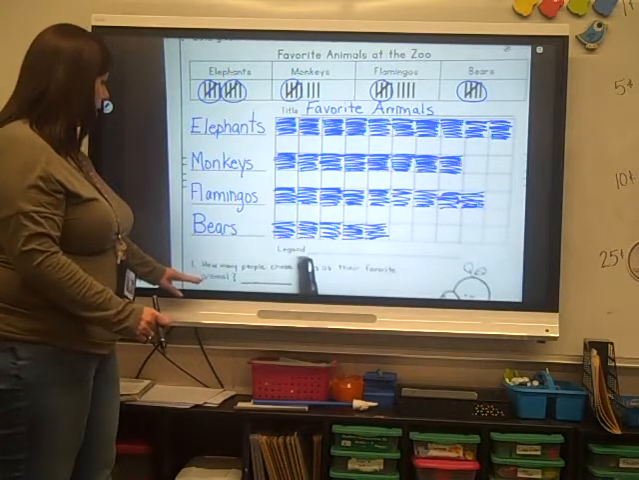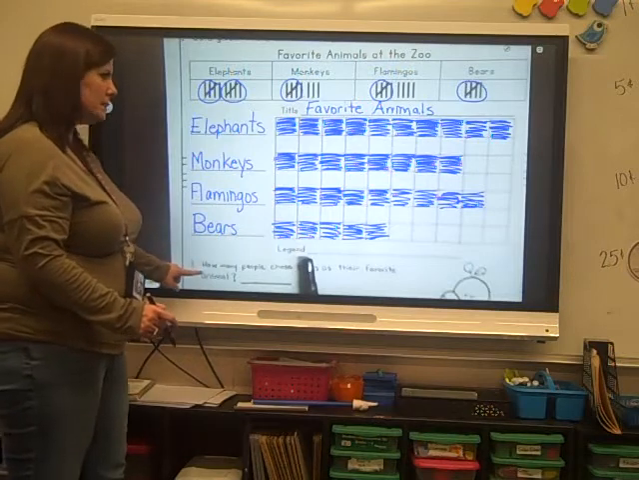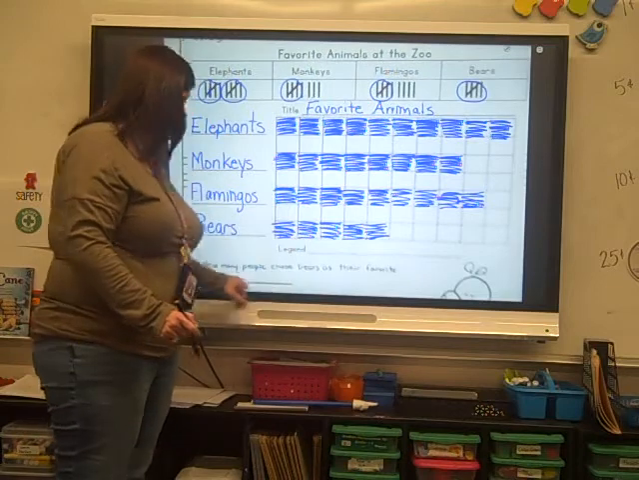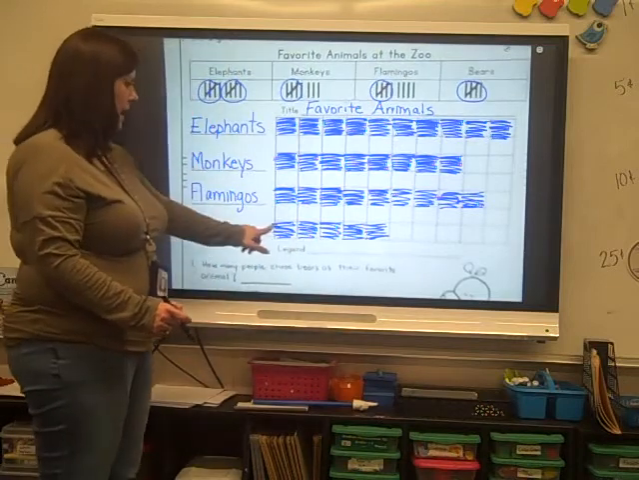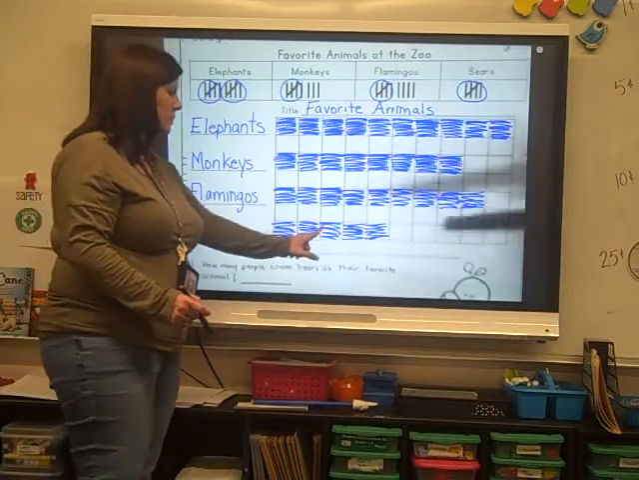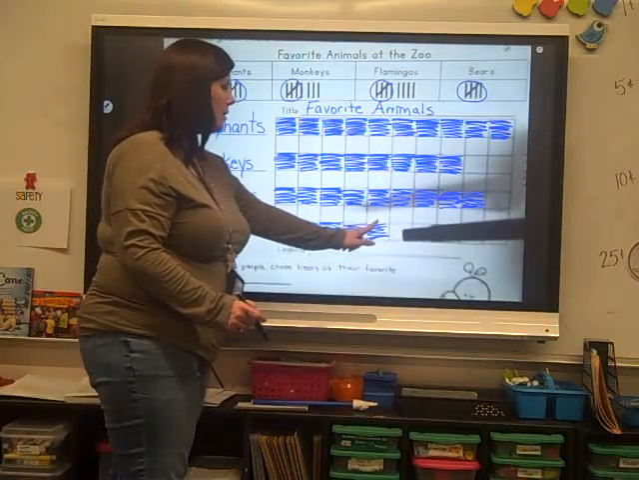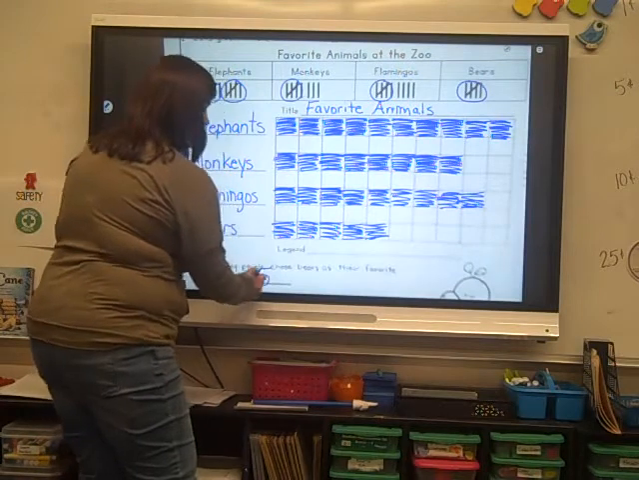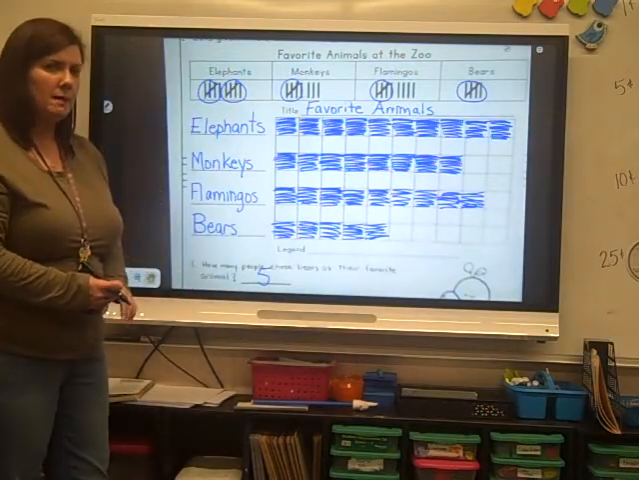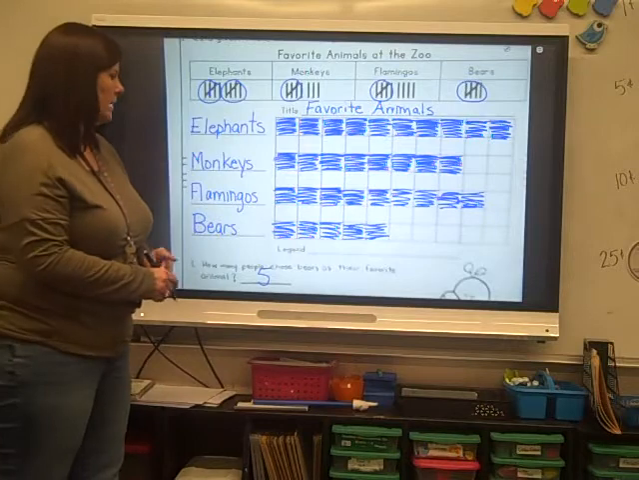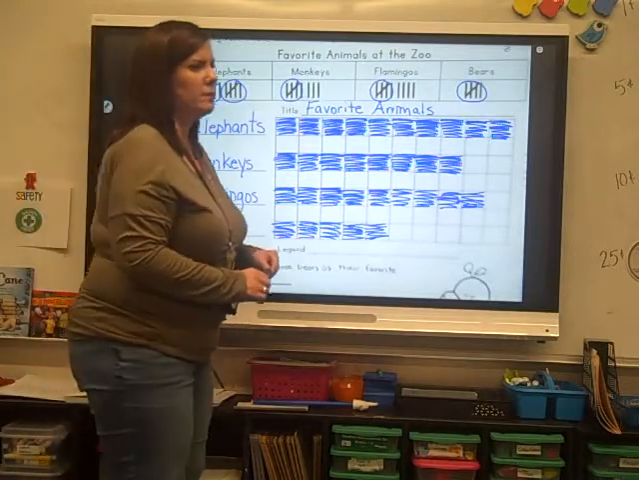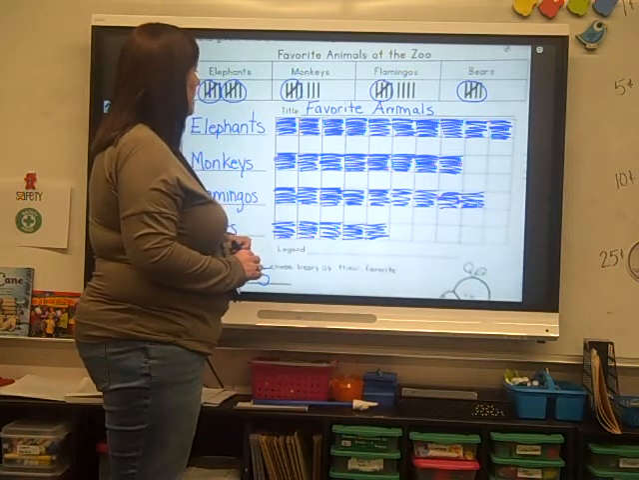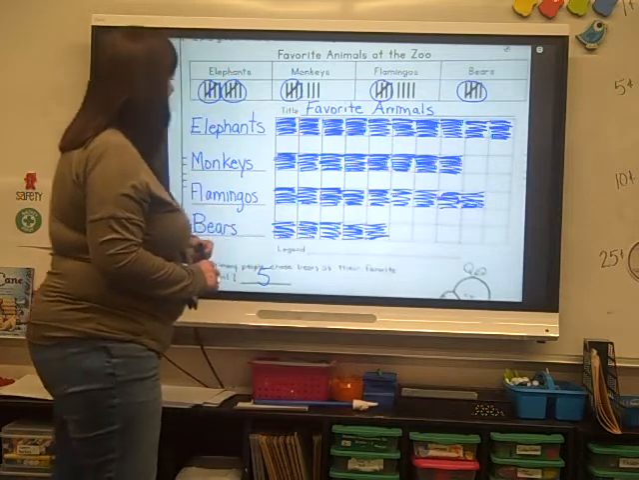Okay, now we've got to come down and answer our question. Number 1 says, how many people chose bears as their favorite animal? Well, here's our bears. Let's count. 1 box, 2, 3, 4, 5. So the bears got 5 votes. Got that? All right. Ms. Bridget, if you don't mind to read number 2 for me. How many people chose monkeys or elephants as their favorite animal?